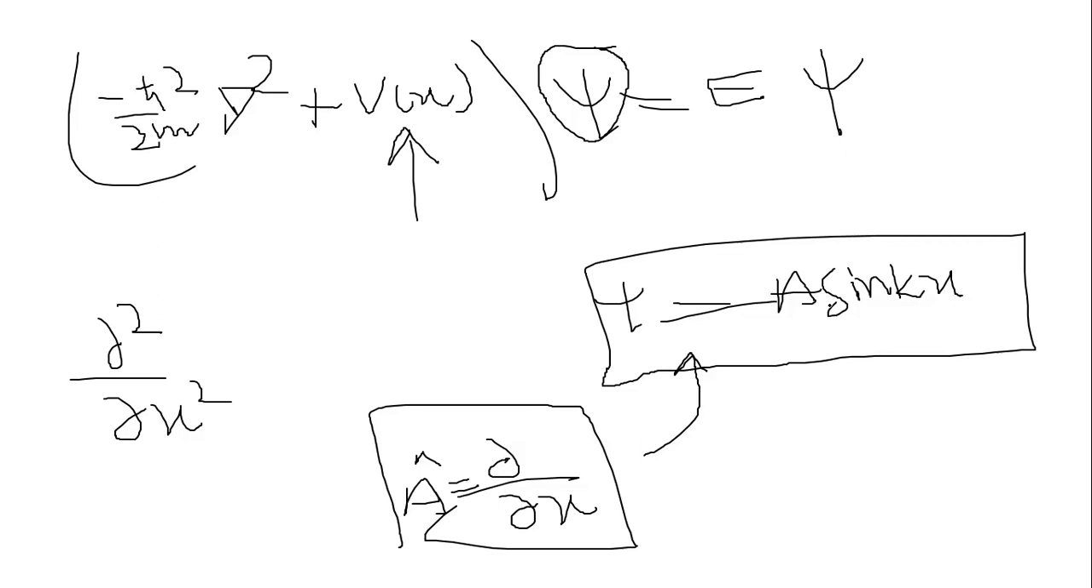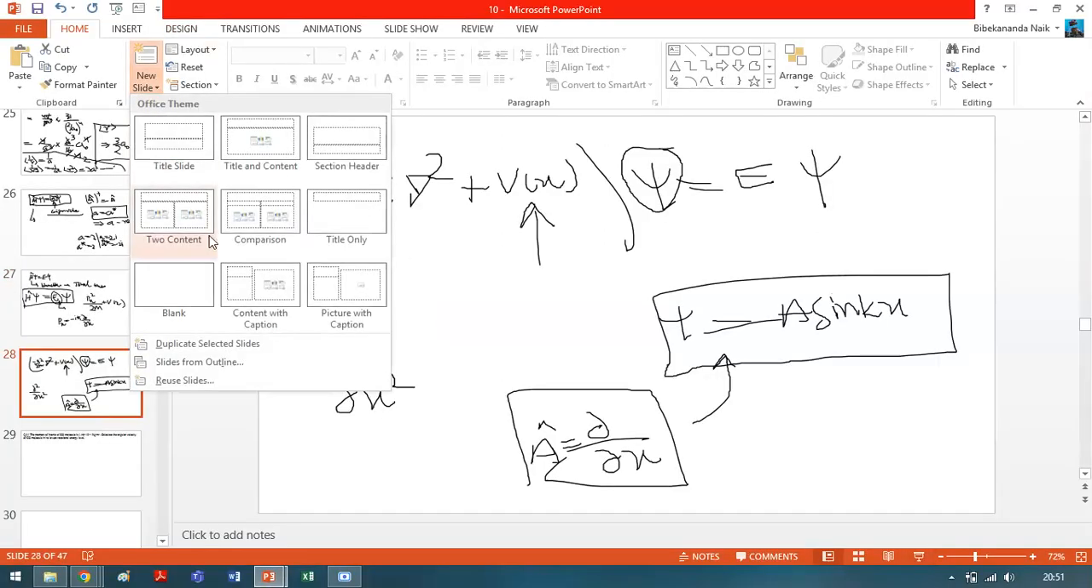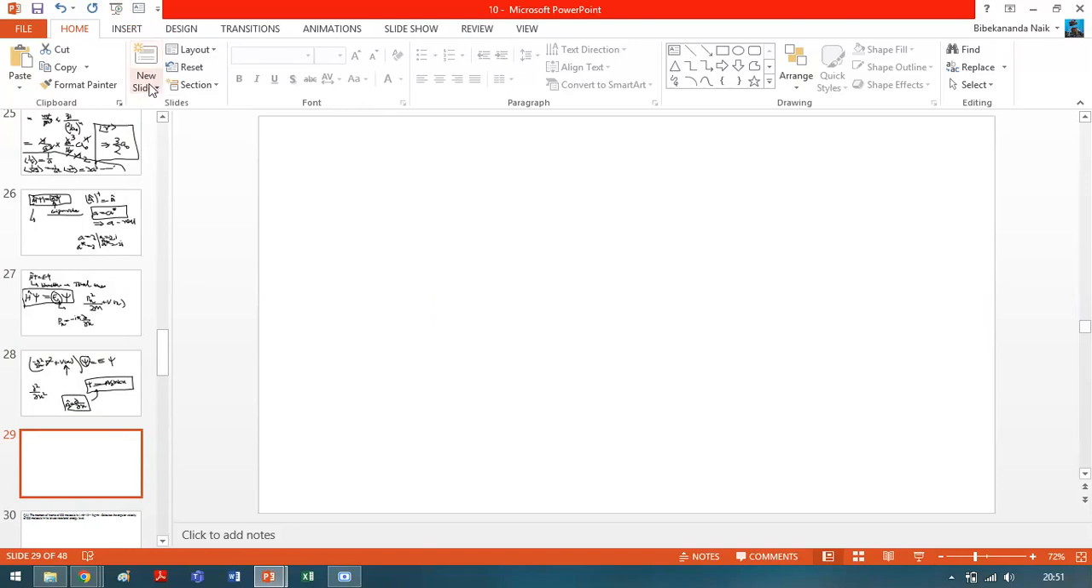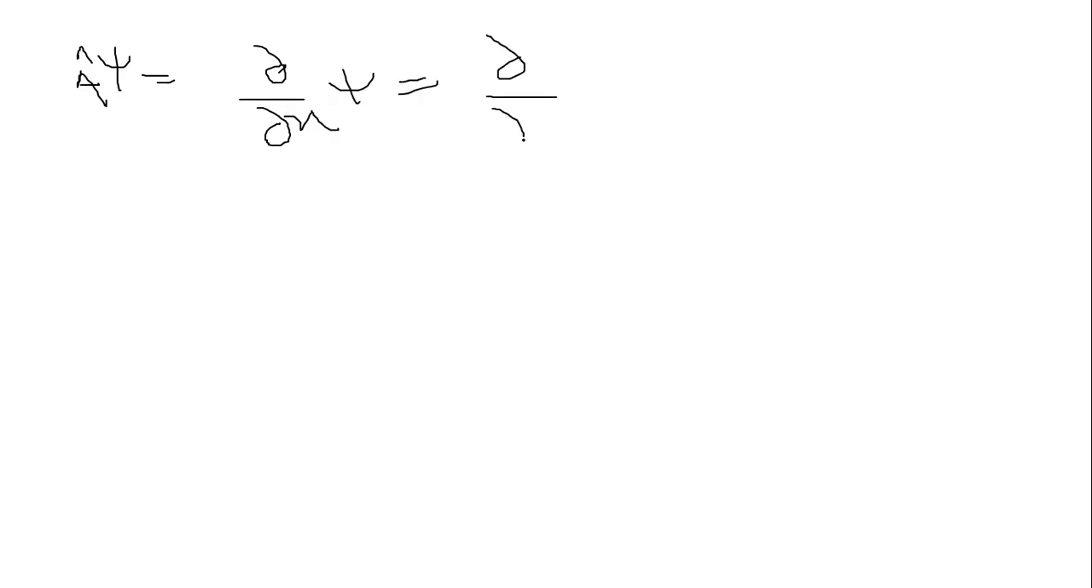So in this question, psi is the state. The state is A sin kx, and the operator is del by del x. So when you operate it on the wave function psi, then what will be the equation? It will be A cap into psi. A cap is del by del x of psi. Psi is how much? Psi is A sin kx. So del by del x of A sin kx.